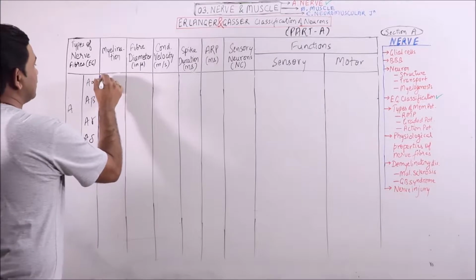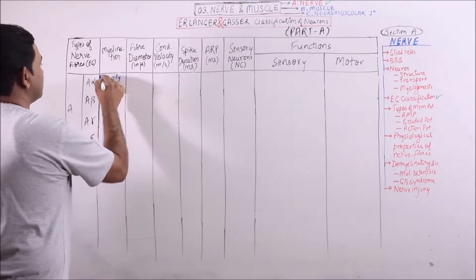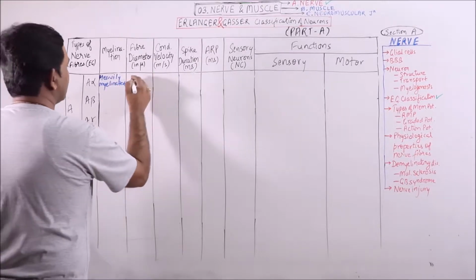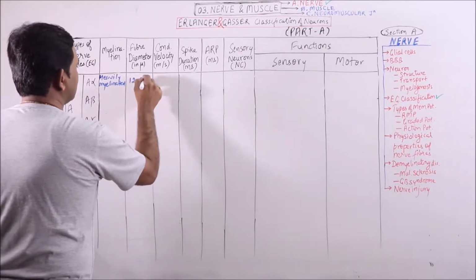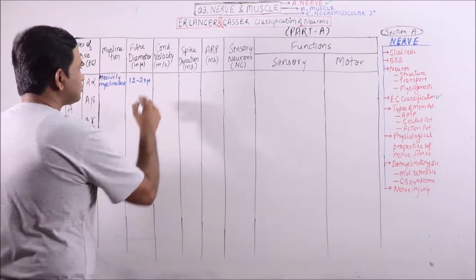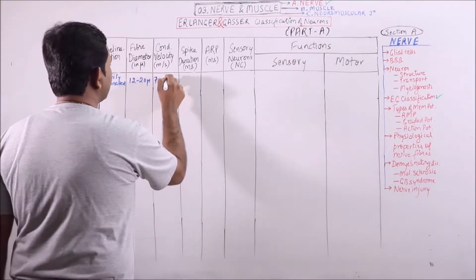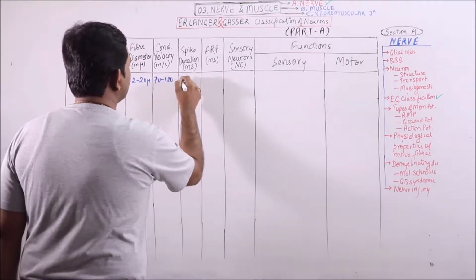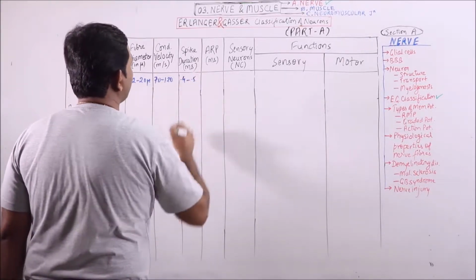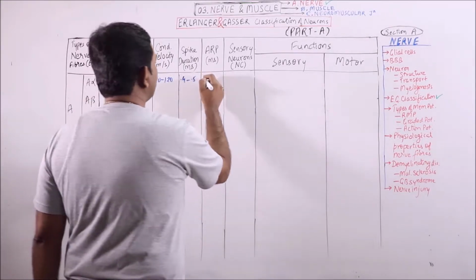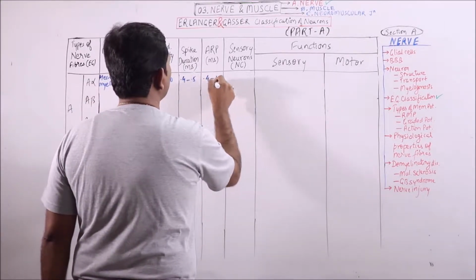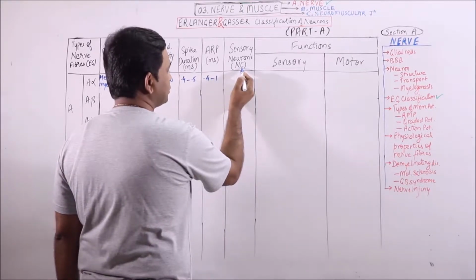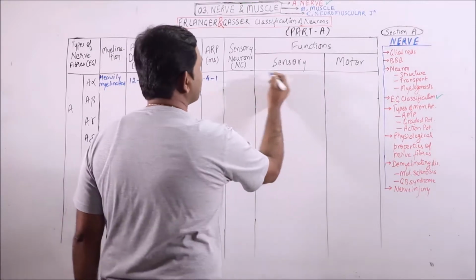A alpha is heavily myelinated. Fiber diameter is 12 to 20 micron. Conduction velocity is 70 to 120 meter per second. Spike duration is 0.4 to 0.5 millisecond. Absolute refractory period is 0.4 to 1 millisecond. Sensory neurons are basically classified by numerical classification. This will be discussed in the end.